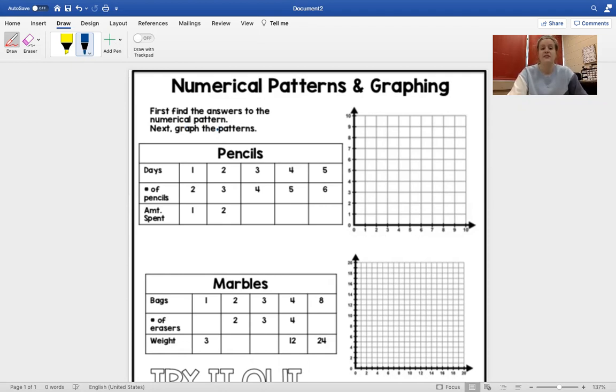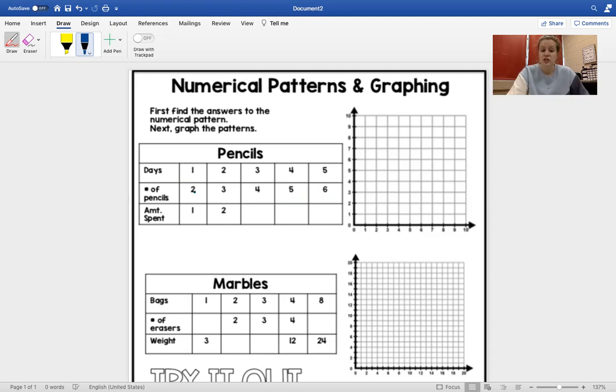So remember, first find the answers to the numerical pattern in the first row, then find the answer to the numerical pattern in the second row. Then we are going to graph it on our coordinate grid right here. So we have our days up top, right? Then we have our numbers of pencils and the amount spent.